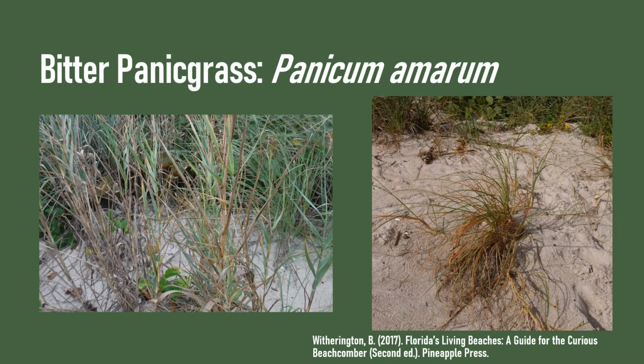Next I have bitter panic grass, or Panicum amarum. This grass is a clumping grass that spreads by rhizome underground. It is highly drought and salt tolerant, and thus it is often found in dunes and used as a stabilizer.